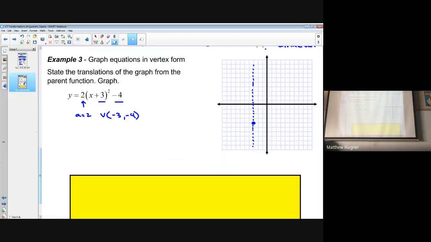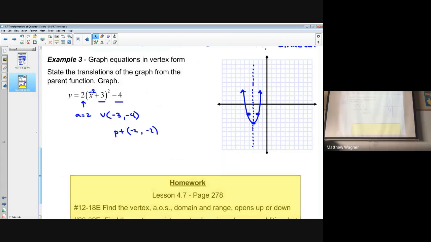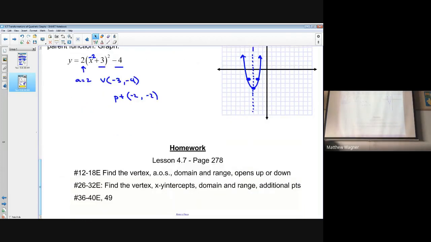So let's pick another point to copy over. If I pick a -2, we get -2 plus 3 is 1, 1 squared is 1, 1 times 2 is 2, 2 minus 4 is -2. So then what I can do is copy that point over my axis of symmetry and graph my parabola. Vertex form is actually really conducive to graphing. You may have seen a problem in vertex form but didn't know it was vertex form. All you need to do is find the vertex and find one point, copy it over the axis of symmetry, and we're good to go.